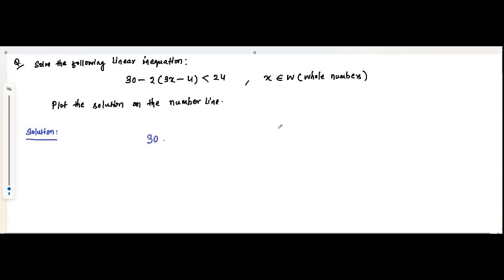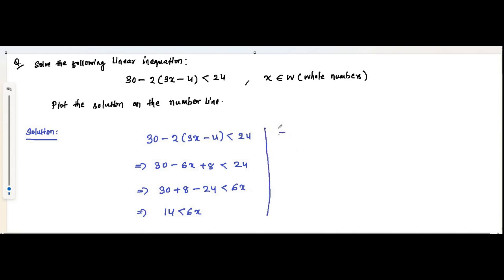So 30 minus 2 into 3x minus 4 is lesser than 24. Okay, so that implies 30 minus 6x plus 8 is lesser than 24. Minus 2 into 3x, that is minus 6x, minus 2 into minus 4, that is plus. Now we'll take this 6x to the other side, so we'll hand this 24 to the LHS. So 30 plus 8 minus 24 is lesser than 6x. Okay, that implies 38 minus 24, that is 14, is lesser than 6x.